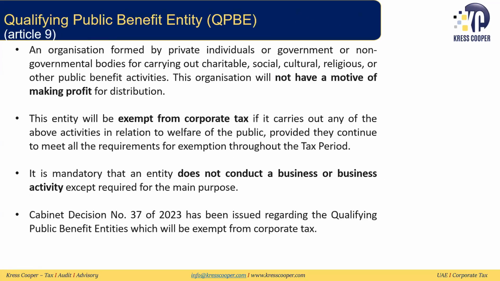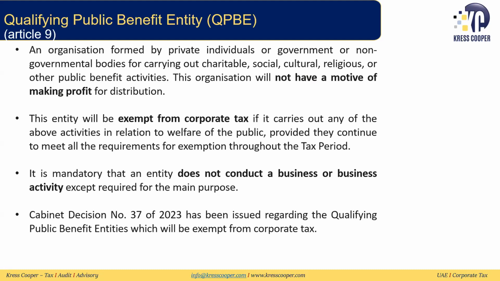The next category that we have is qualifying public benefit entity. So, an organization which is formed by private individuals or government or non-government bodies for carrying out any charitable, social, cultural, religious, or other public benefit activities. So these organizations will be called qualifying public benefit entities, and they do not have a motive of making profit for distribution. They are serving the public and therefore the benefit of the public. For example, the Emirates Cancer Society or the UAE Deaf Association. This is usually done to be charitable or to help with social or cultural activities.